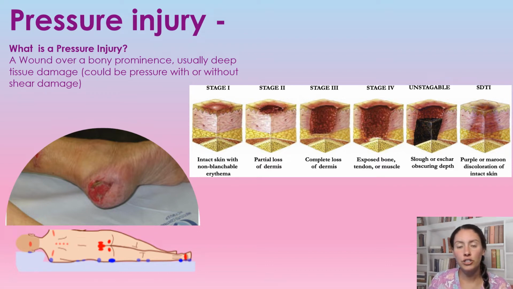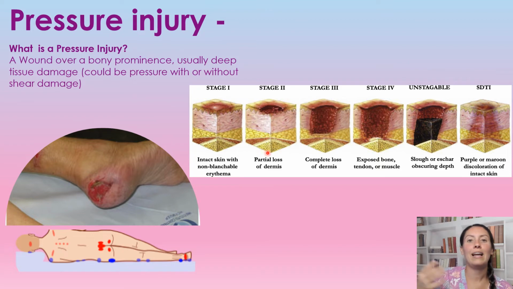Now, pressure injuries do come in different stages. So you have your stage 1 through 4. You also have your unstageable and your suspected deep tissue injury. Your stage 1, this is closed, it's not an actual wound yet, it's not open tissue. It's just intact skin with non-blanchable redness. So when you push your thumb on it, it doesn't go white.